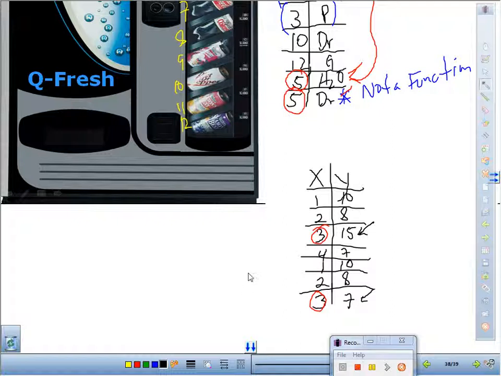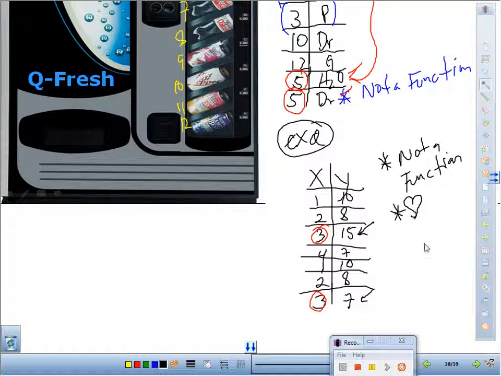Exactly. So that, write this down, example Q. Write this table down and copy these down and check this out. I want you to write asterisk, not a function. And then I want you to explain why. Put a little star, a heart, and I want you to explain why this is no longer a function. Go.